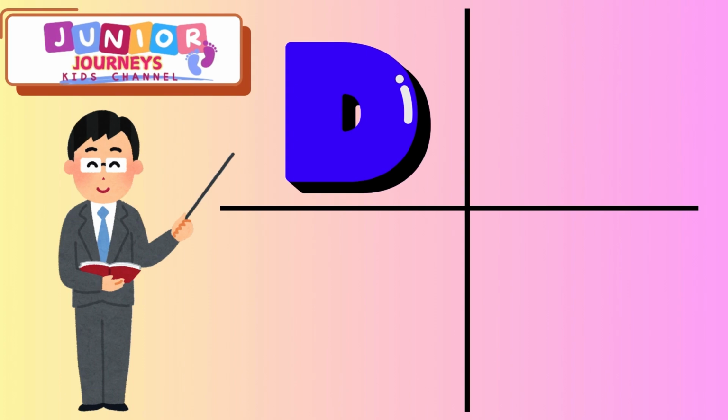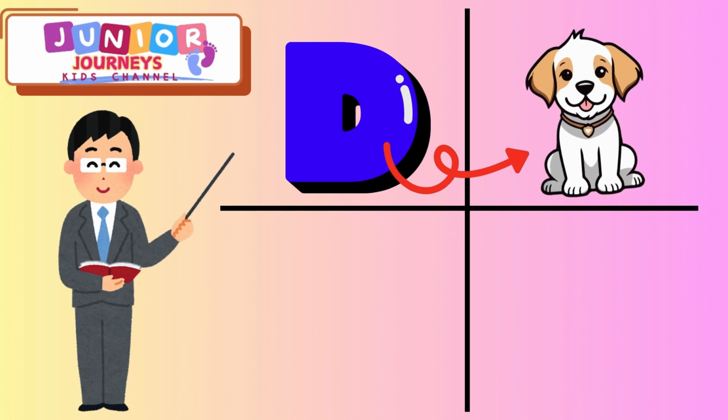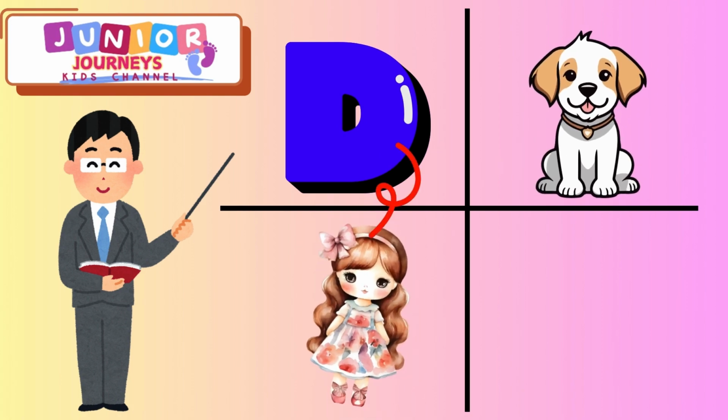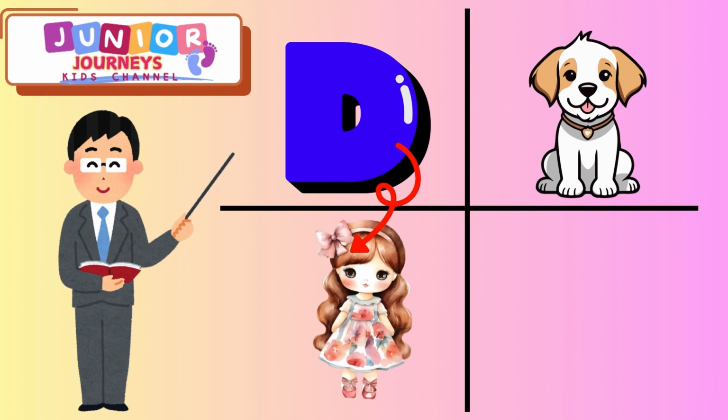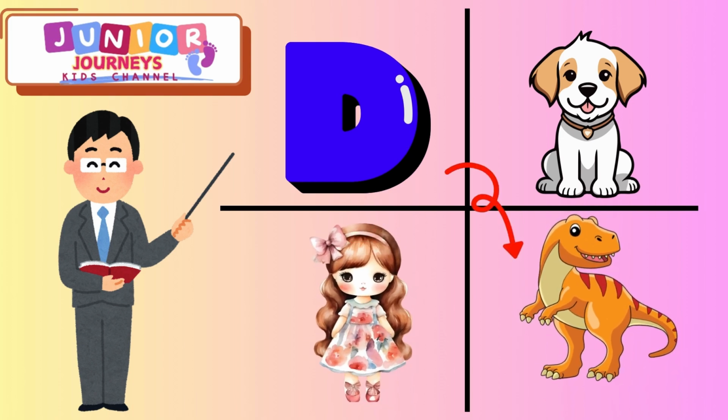Next letter is D. D. D is for dog. Dog. D is for doll. Doll. D is for dinosaur. Dinosaur.